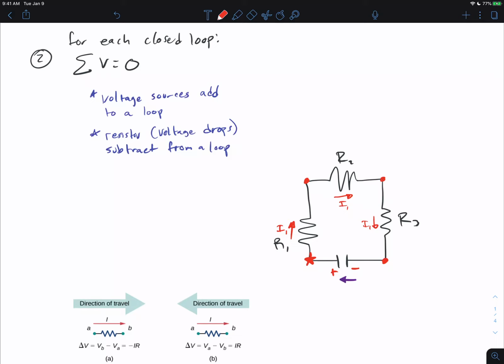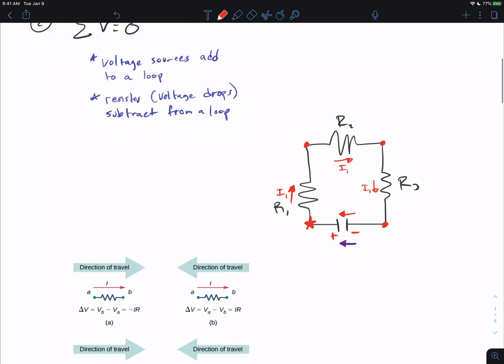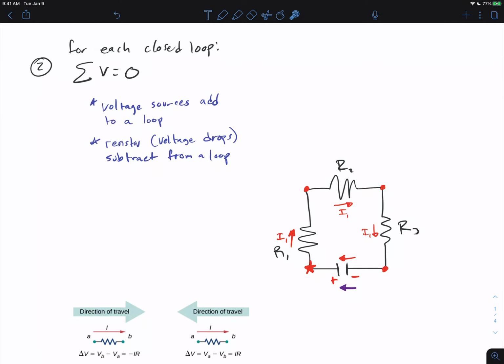But then when we go this way, we are adding, right? So the way this summation would look here would be, in this case, whatever my voltage is. So this would be the part that I add in, minus I1 R1, minus I1 R2, minus I1 R3.